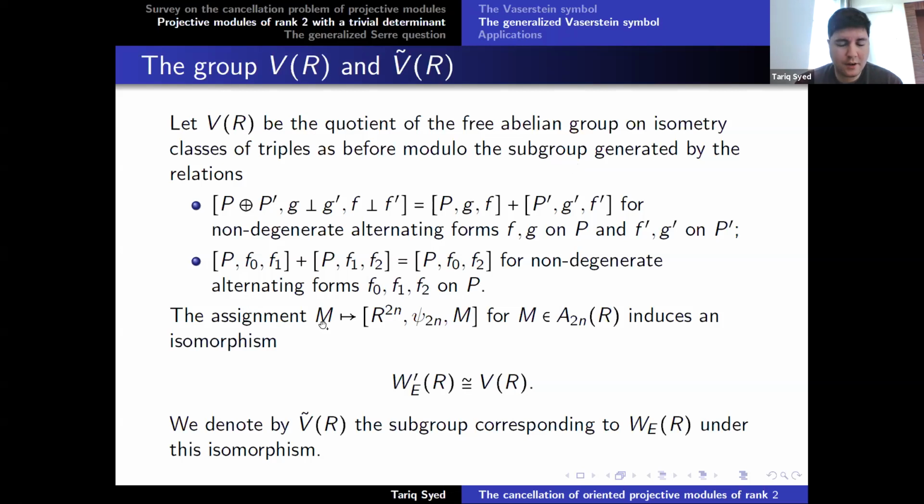So now we have a canonical assignment. We can consider any alternating matrix m of rank 2n, a non-degenerate alternating form on R^2n, and we simply consider the triple R^2n, psi_2n, and m, which makes sense because we think of this as a formal difference. So m minus psi_2n, and psi_2n is the neutral element in WE prime, so it should just be m. So this map is clearly, as one checks, well-defined, and it's not too hard to prove that this is an isomorphism. So we have actually just given a new presentation of this group WE prime. And then, of course, we can just take the subgroup that I call V tilde of R, corresponding to the kernel of the Pfaffian homomorphism, just corresponding to WE of R. Okay, so this is the group that I will use.